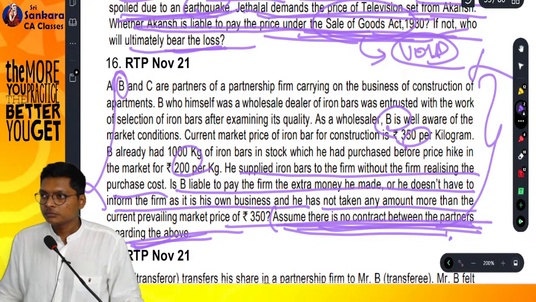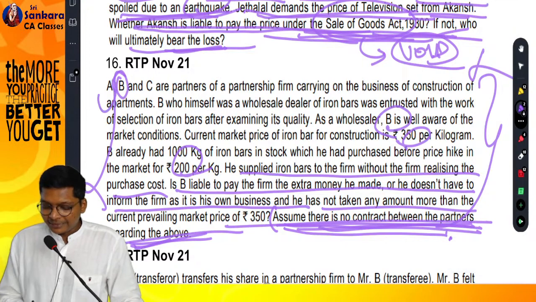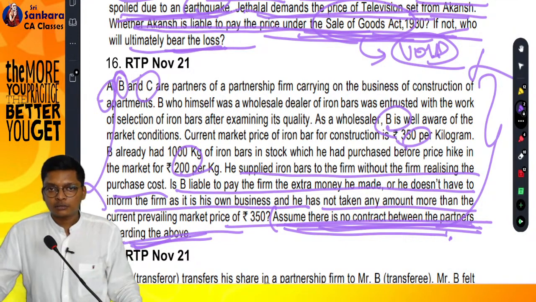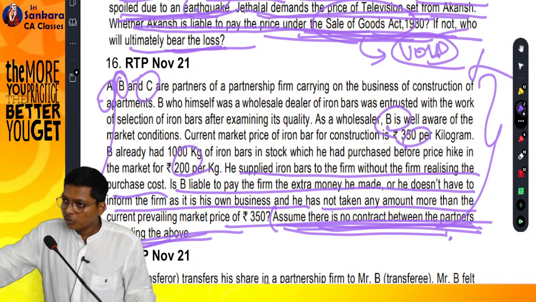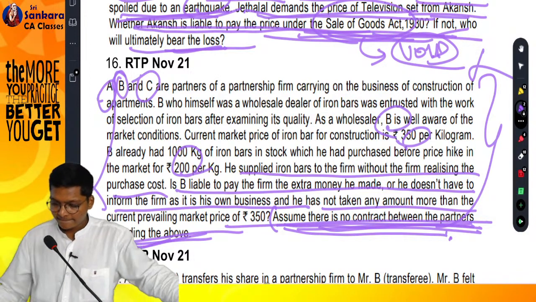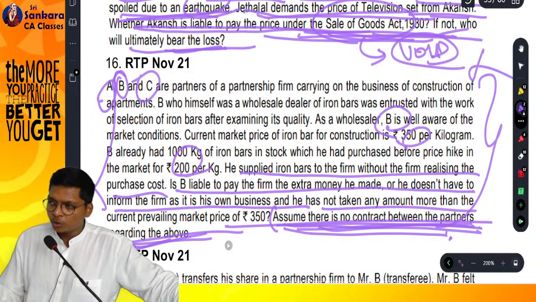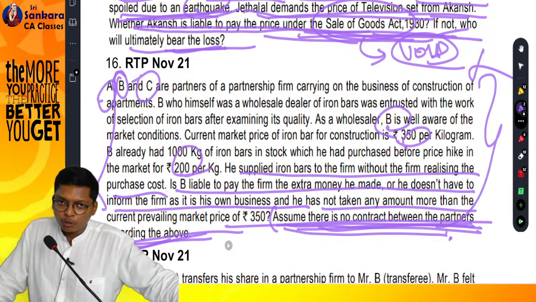What if he informed? Then other partners would have given the consent. Then it's no more secret profit. Are you able to follow? Understanding? Clear? What is the difference, guys? 150 rupees per kg into 1000 kg is the amount of secret profit.